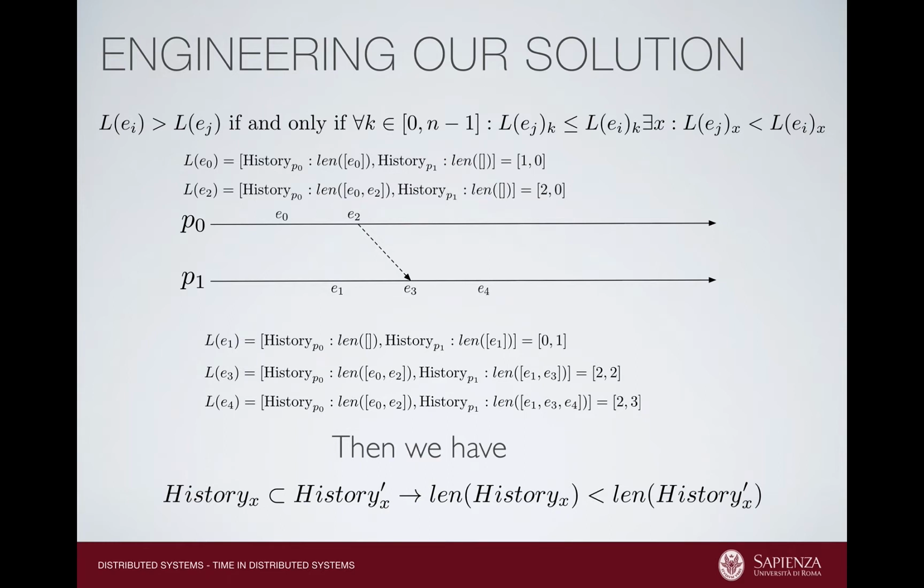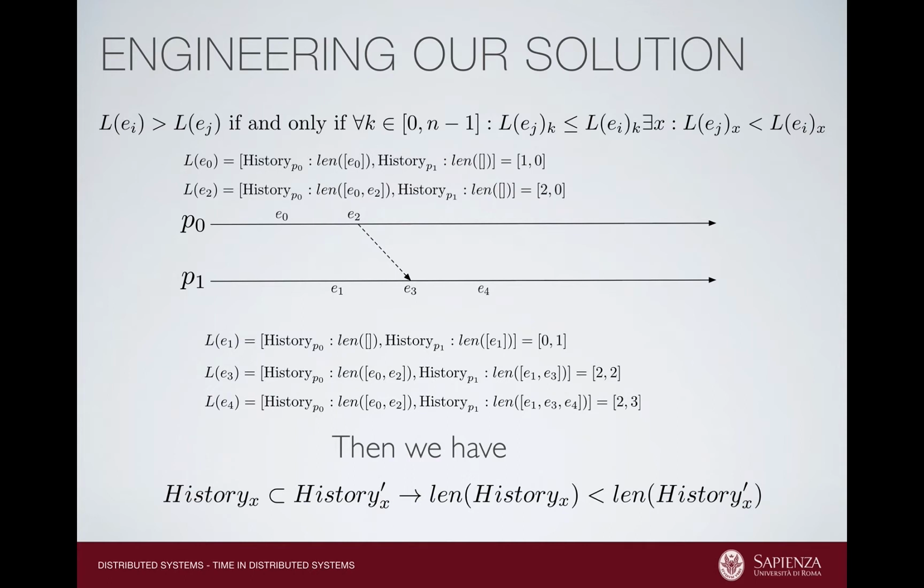So let's look at just an example. The example is E1 and E3. We have that the length of the history of P1 in the timestamp of event 1 is just 1. The length of the history of P1 in the timestamp of event 3 has size 2. And this means that, of course, the list of history P1 in the timestamp of event 1 has to be included in the history of P1 in the timestamp of event 3, for all the arguments that I said to you.